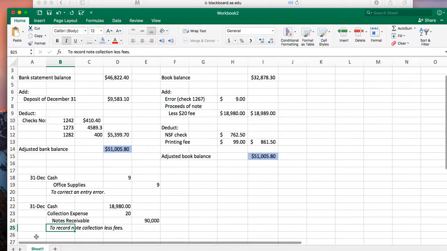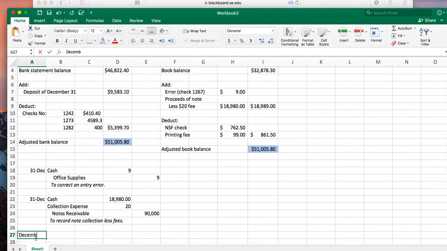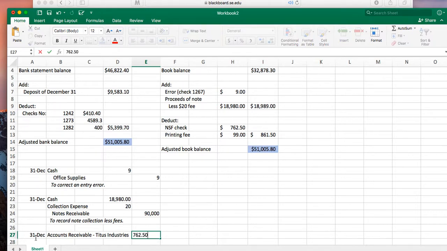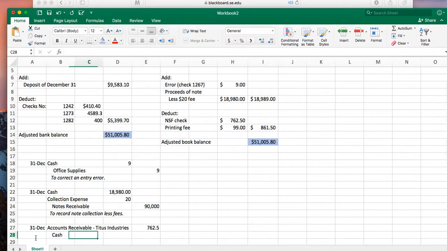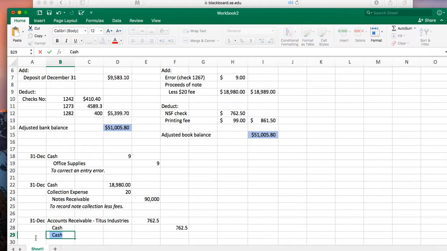All right, then we get to the next one, December 31st. And on this one, we had a return check. And so when we deposited that check, we would have decreased Titus Industries accounts receivable, and so now we need to increase that back up because the check was returned. They now owe that money back to us, and that would decrease cash by $762.50. And on our memo, we would say to charge account for NSF check plus fees.